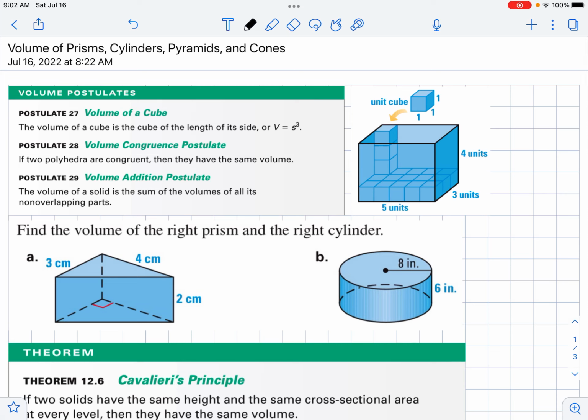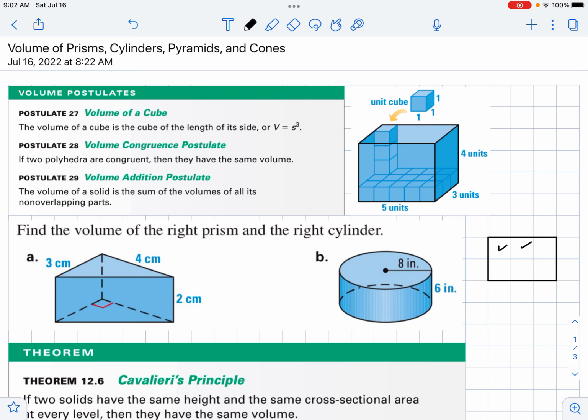Well, we've looked at surface area for prisms, cylinders, pyramids, and cones. Now we're going to look at volume for those things. And when we talk about volume, think about when we talk about area. Let's suppose we've got a rectangle down here, and we want to know the area of this rectangle. Well, we count the number of square units.